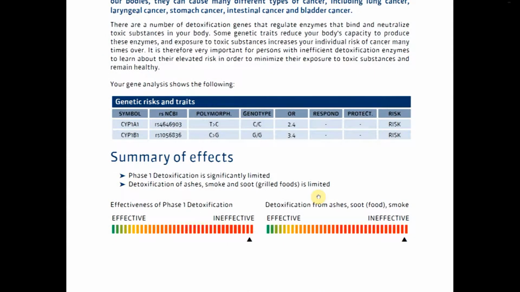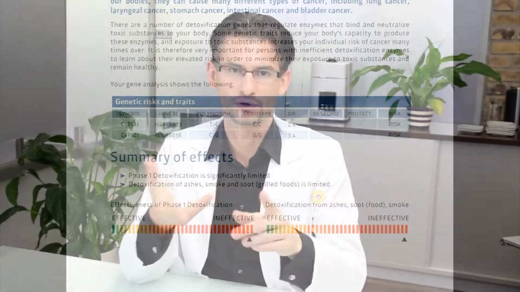In this case, both of the genes have a high odds ratio, meaning that they are defective and they increase the risk. So we have two genes that give me a risk, this one 2.4-fold and 3.4-fold. So we have around 5 to 6-fold higher risk of bad health effects from these toxins that are present in smoke, in ash, in burnt food and so on.